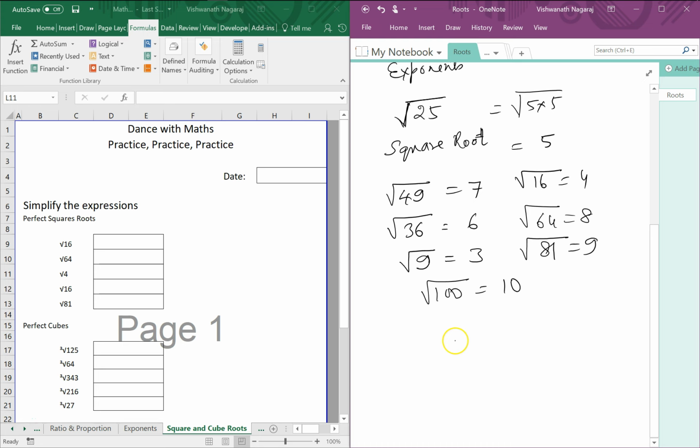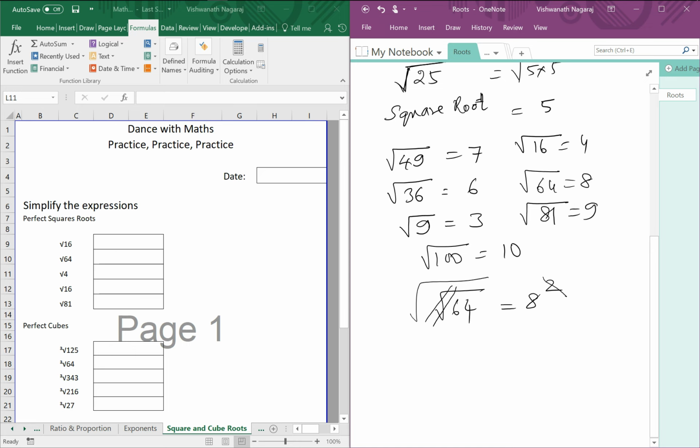Okay, let's take any one of them as an example and work it out. Square root of 64 is equal to 8. If I remove this symbol, what should I do to keep them equal? I have to square it. If I remove the square root, I have to square on this side. If I remove this, I have to put a square root. Then only they will remain equal.